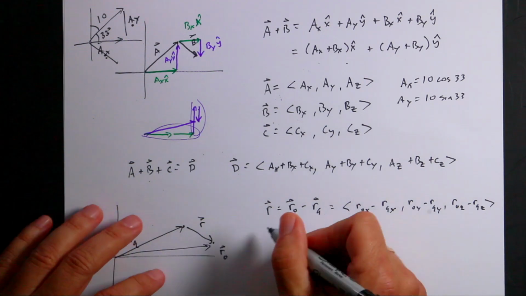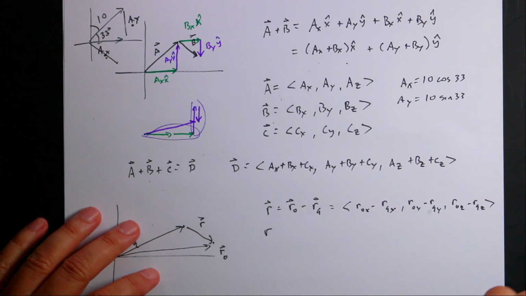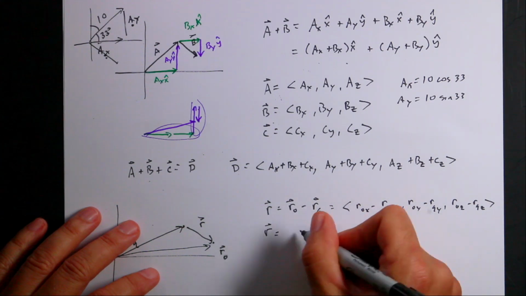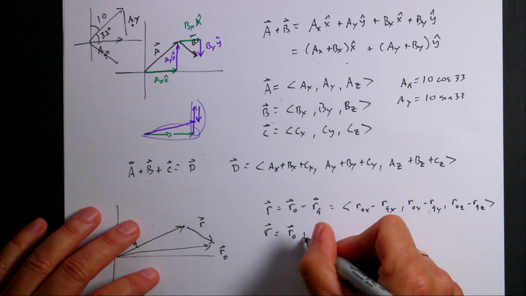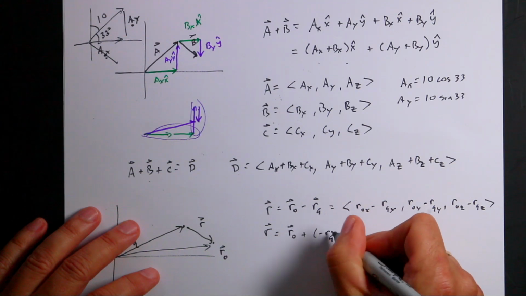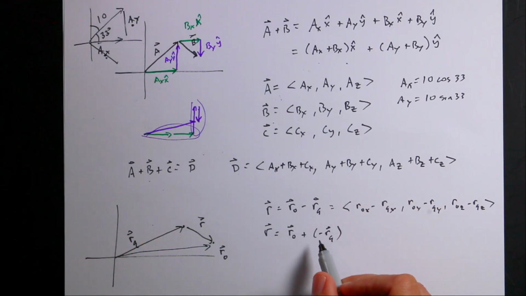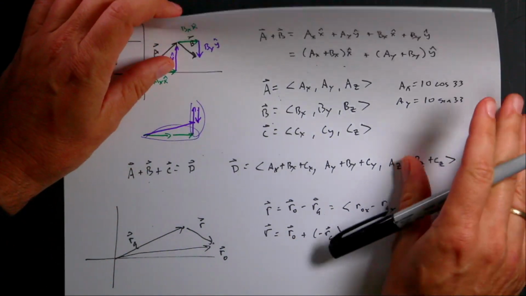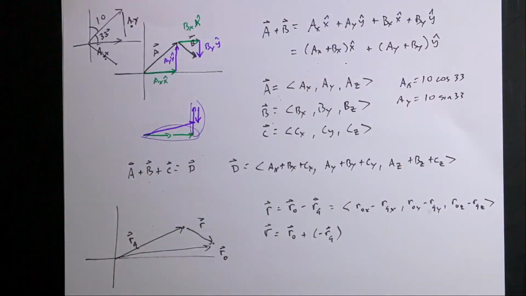But that's how it works, because adding and subtracting is the same thing. I could also write this as R equals R_O plus negative R_Q. We should get to scalar multiplication now. But then how do you multiply a negative times a scalar? So how do you do scalar multiplication? Let me grab some more paper.